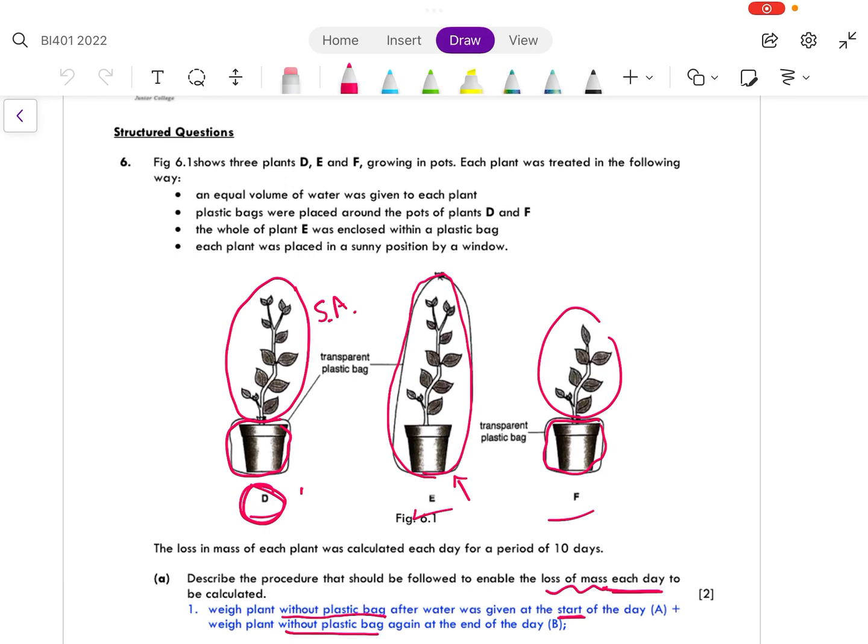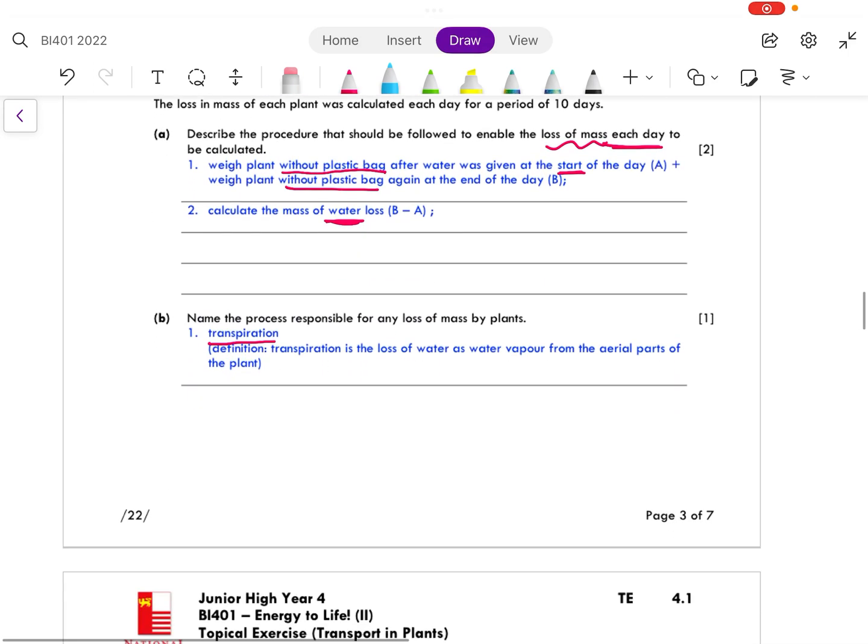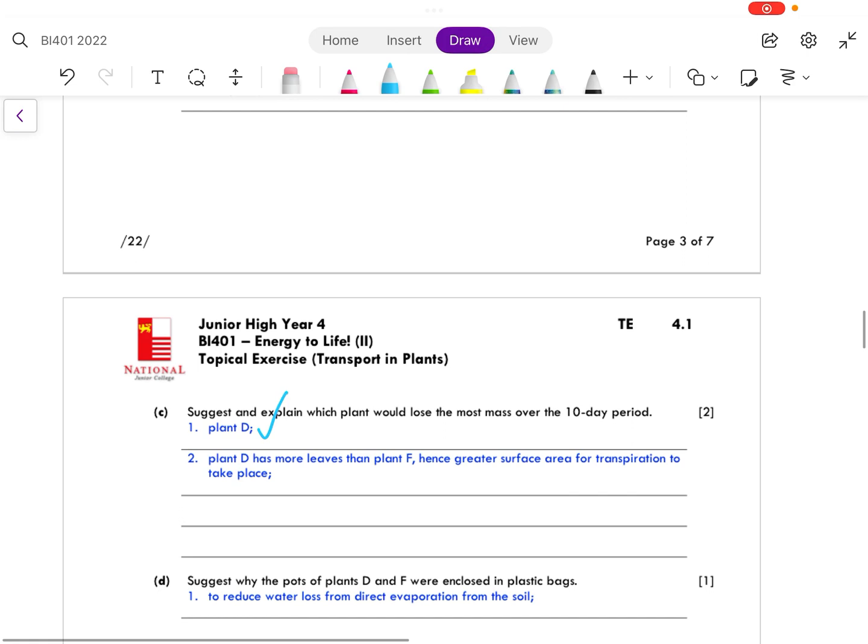You compare between D and E, the whole plant is enveloped in plastic bag. That means to say within this plastic bag region, there's very high humidity. If there's high humidity, it will result in low transpiration rates because at the end of the day, transpiration is affected by how much evaporation takes place. So as a result, if you compare between D and E, D will still be the winner. There will be more transpiration taking place. Okay, so plant D, why? Because there's more leaves and hence a greater surface area for transpiration to take place.